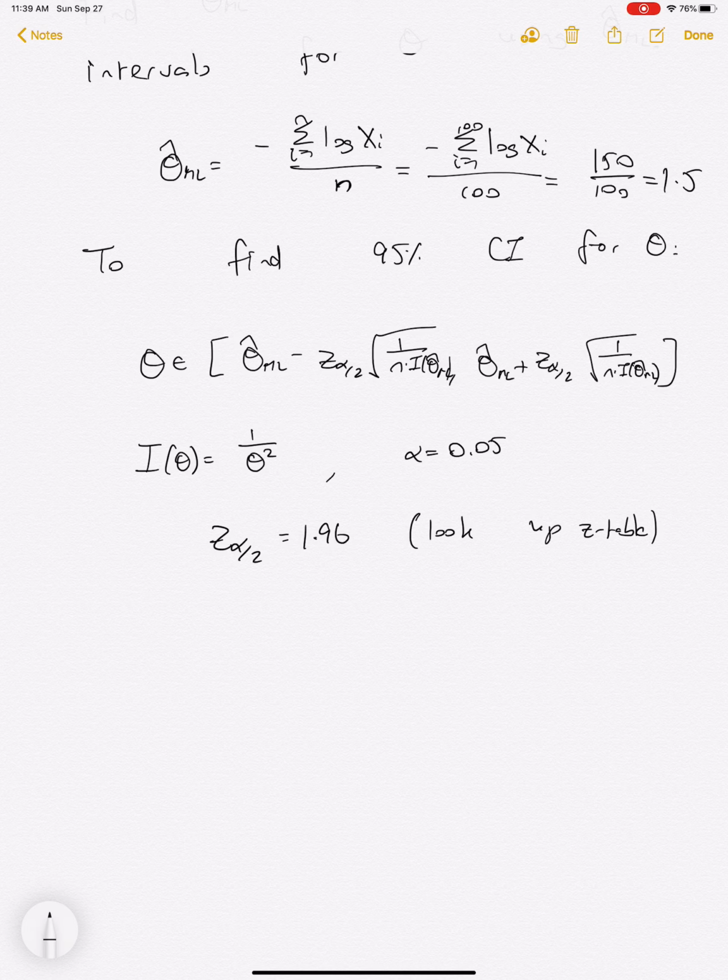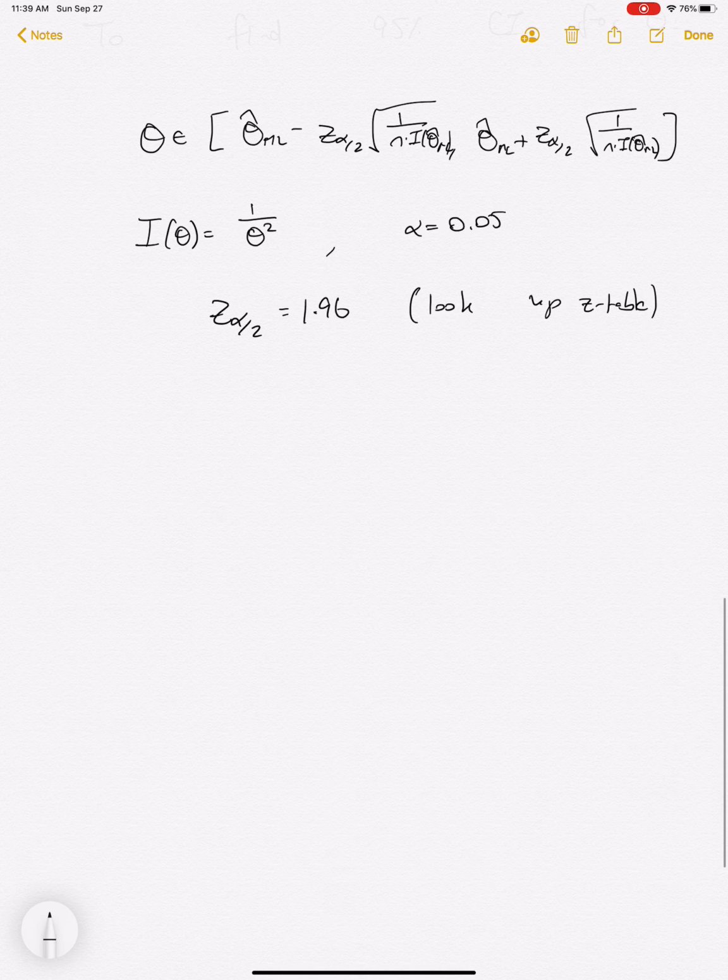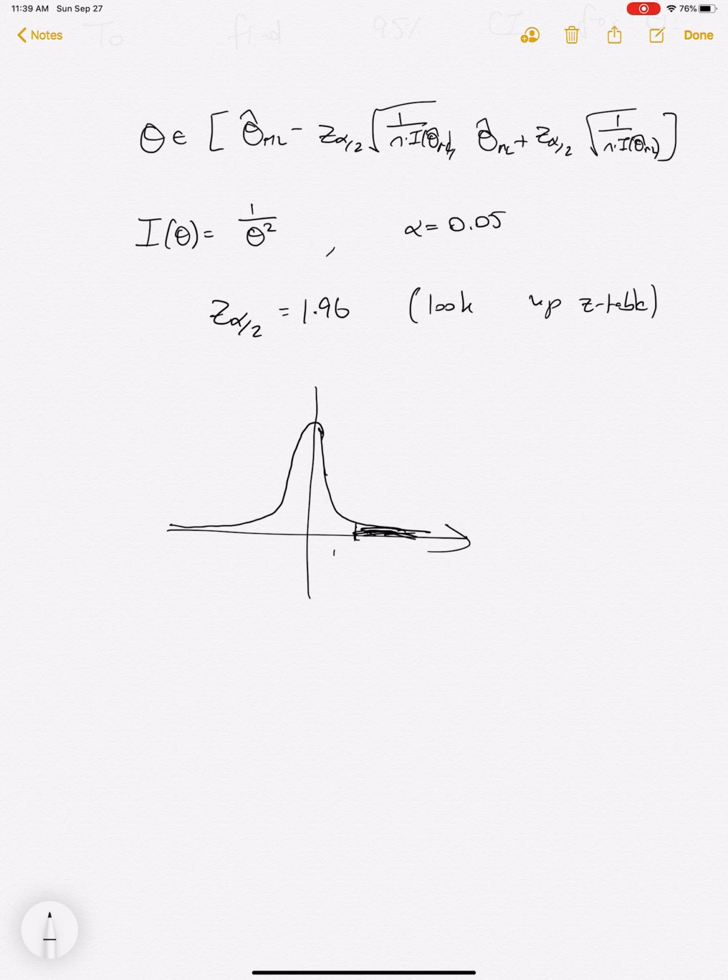So just to be more explicit about that, 1.96 is the point where you see 0.025 is the error in the right tail, which is alpha over 2.